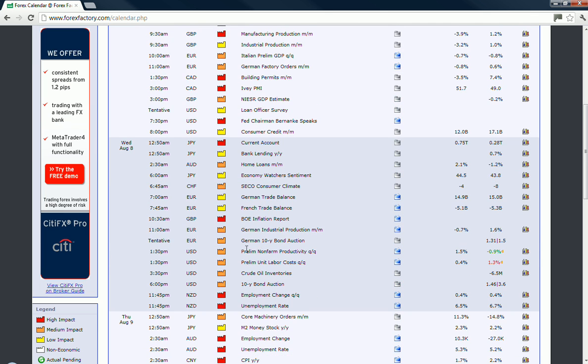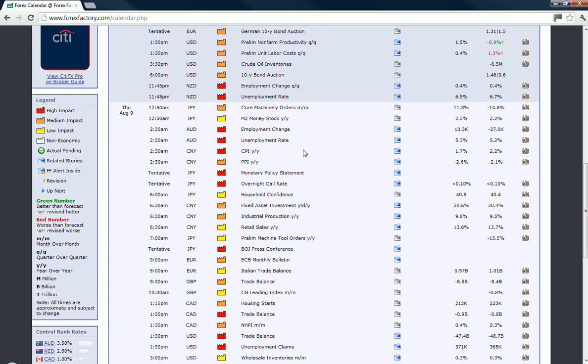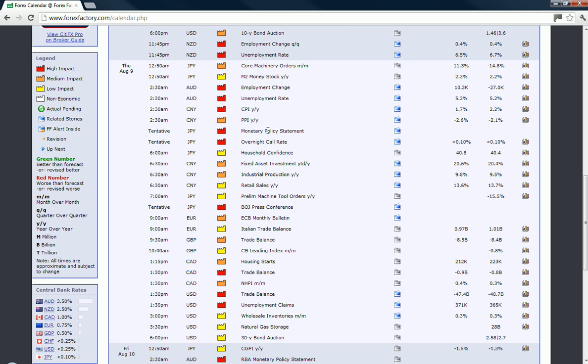On Wednesday, at 10:30, we have the BOE inflation report, and it's quite quiet on Wednesday, really. There's some Kiwi data overnight for any that trade the New Zealand dollar. Some more Aussie data overnight on Thursday at 2:30 a.m. We have the employment change and unemployment rate. The unemployment rate is now at 5.2%, and it's expected to come out slightly higher at 5.3%. China's CPI is a key one to look out for. We expected a big drop from the previous 2.2% down to 1.7%.